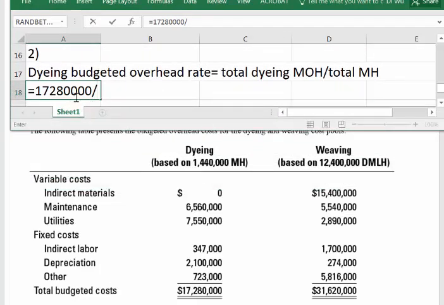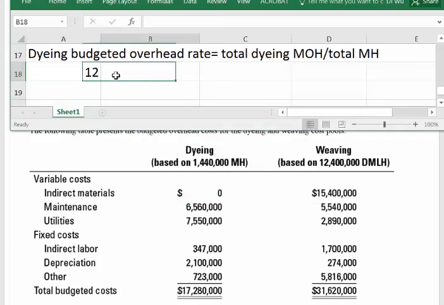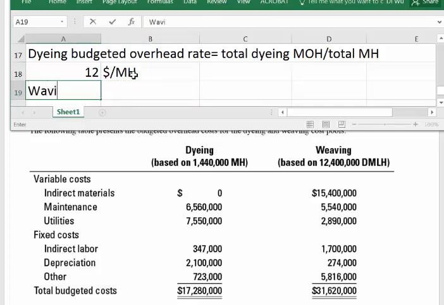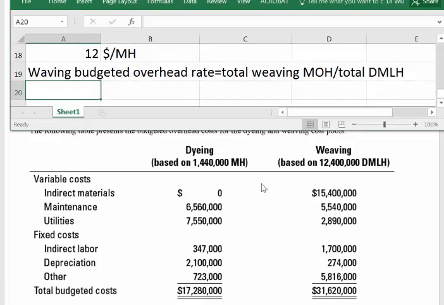So we divide 17,280,000 in this table by the 1,440,000 also from that table. So we can find $12. So that's going to be dollars per machine hour. Next one is the weaving budgeted overhead rate. That will be total weaving manufacturing overhead cost divided by the total direct manufacturing labor hours, because that's labor intensive. So you're going to use the column right here to finish the calculations.